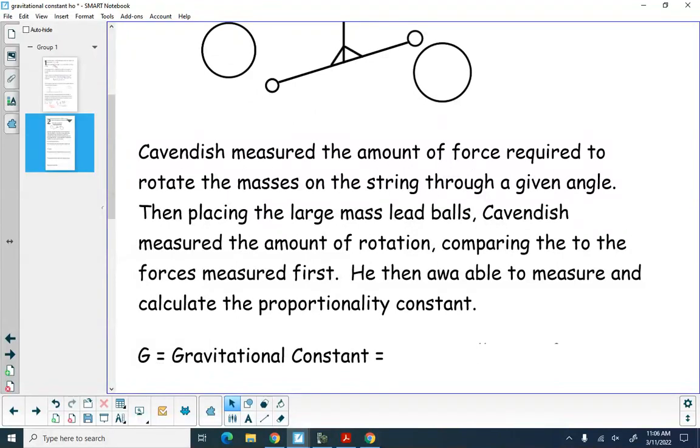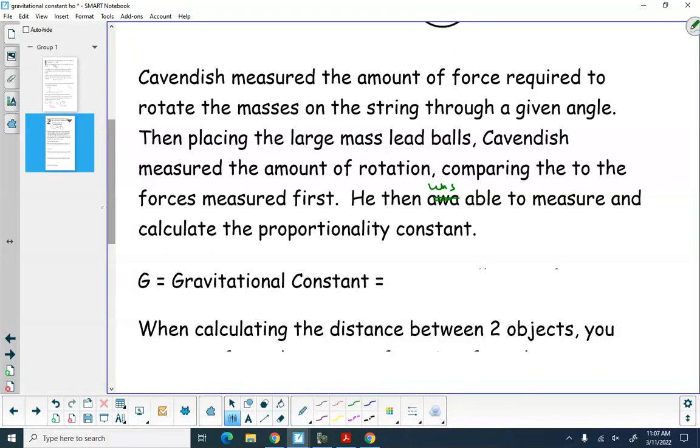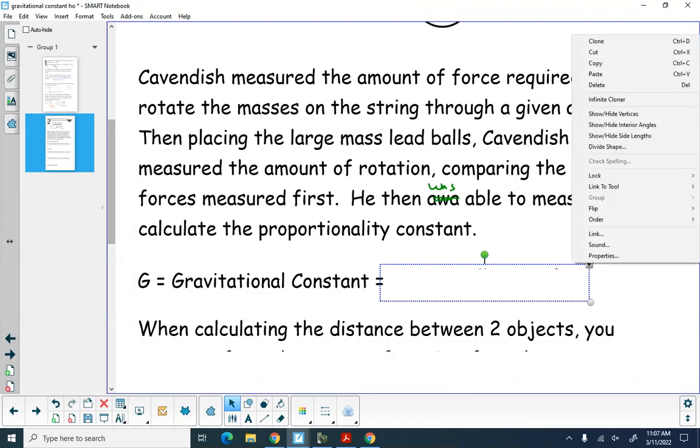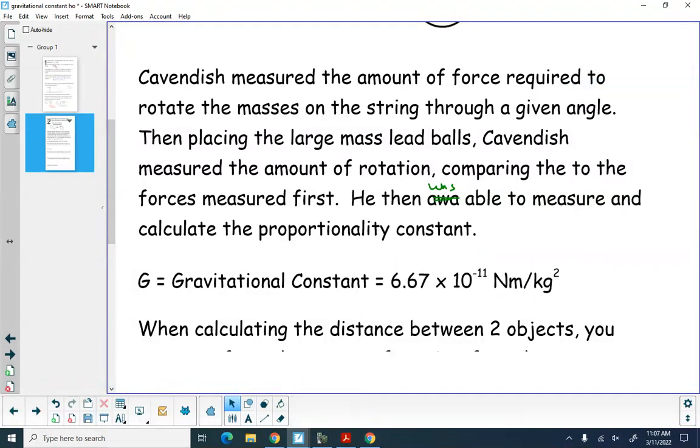So what Cavendish did, he measured the amount of force required to rotate the string through a given angle. Then he placed the large lead balls and measured the amount of rotation, comparing it to the forces first measured. He then was able to calculate the proportionality constant. Through this experiment, he was able to measure it, and it is equal to 6.67 times 10 to the negative 11th newton meters per kilogram squared.